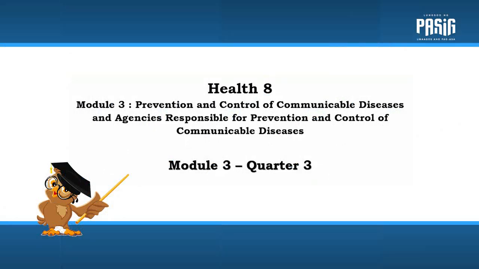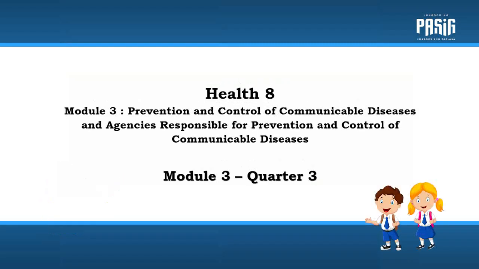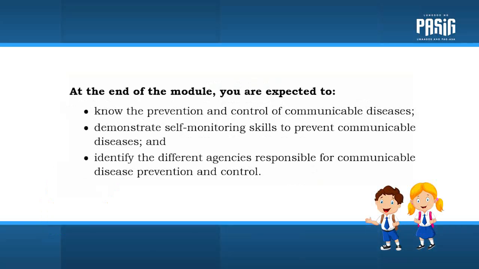Health 8, Module 3: Prevention and Control of Communicable Diseases and Agencies Responsible for Prevention and Control of Communicable Diseases. At the end of the discussion, the students are expected to know the prevention and control of communicable diseases, demonstrate self-monitoring skills to prevent communicable diseases, and identify the different agencies responsible for communicable disease prevention and control.